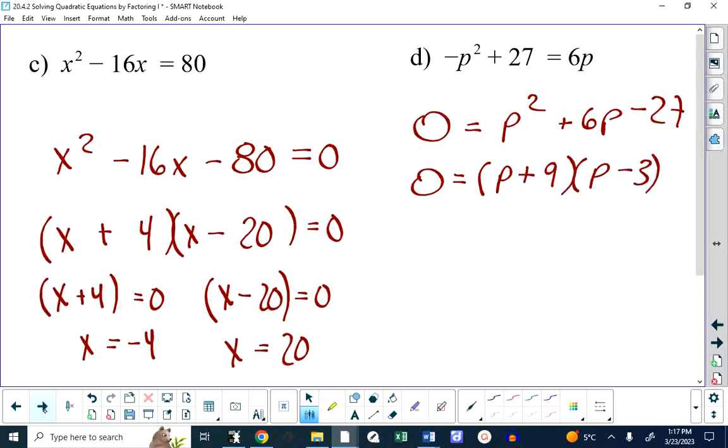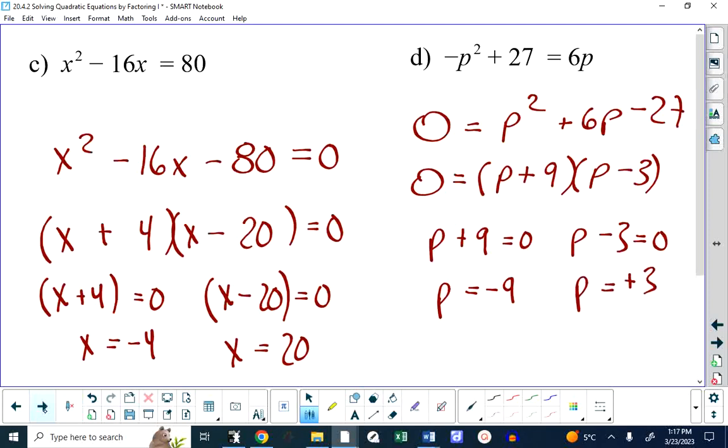You do not need to show how you get p plus 9 and p minus 3. That's just going on in your head. That means p plus 9 equals 0 and p minus 3 equals 0, which means p is equal to negative 9 and p is equal to positive 3. That's it.